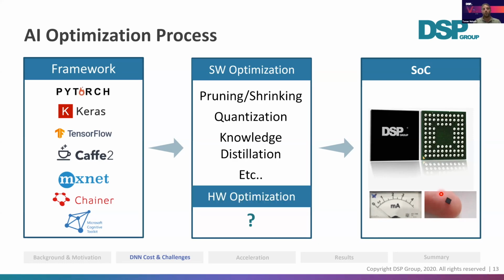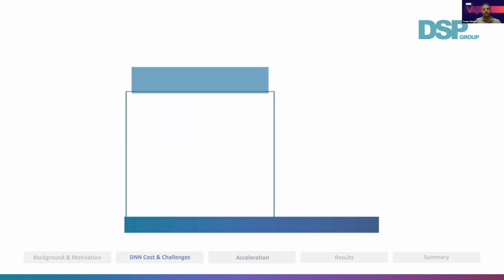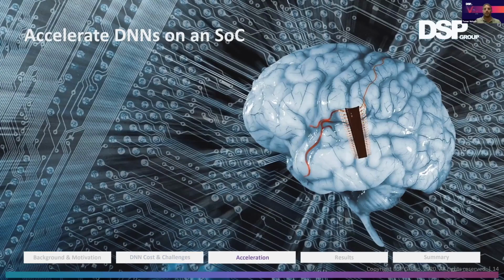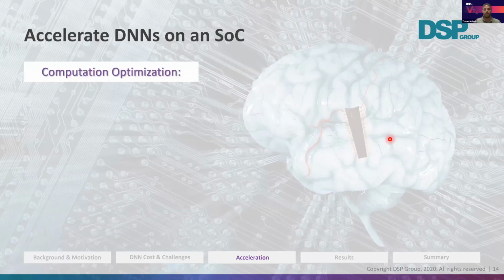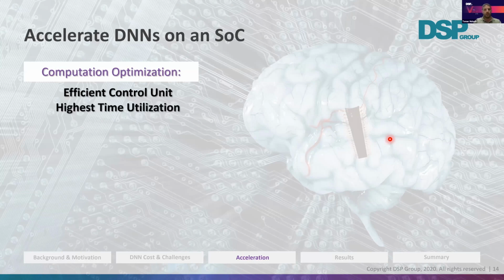But now the question is, how can we use the hardware to optimize those models? For one aspect, to support all the software optimizations, and also to take a fixed model and run it in the most efficient way possible on the dedicated SoC. So the art of this talk is how can we accelerate DNNs on an SoC? And we'll talk about two aspects. The first one is the computation optimization. In this aspect, we'll talk about an efficient control unit and how we achieve the highest time utilization. The second aspect is the memory optimization. How can we optimize the memory usage?